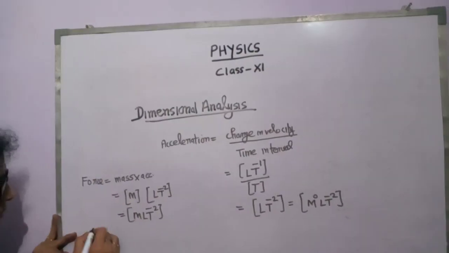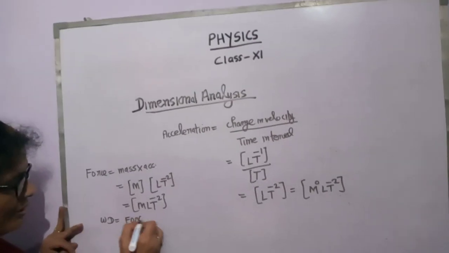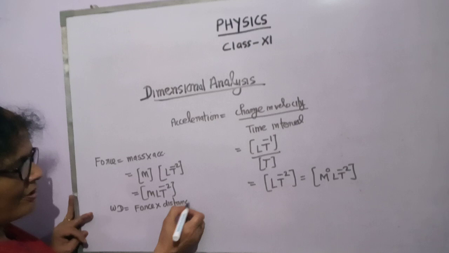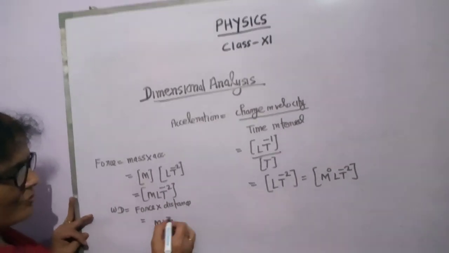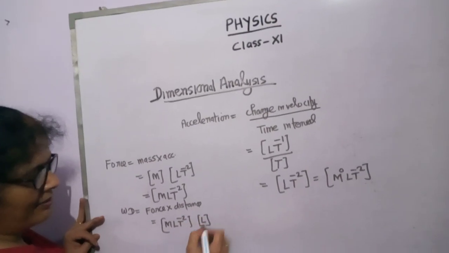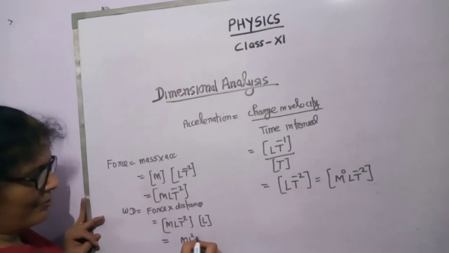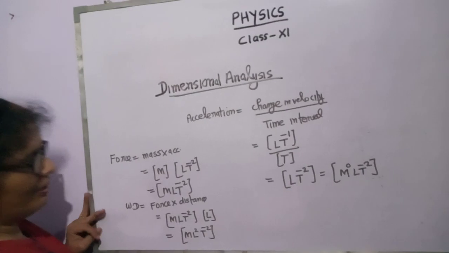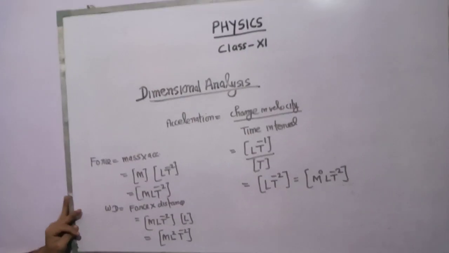Now you can determine the work done. Work done is equal to force into distance, or displacement you can say. What is the dimensional formula of force? That is equal to M L T raised to the power minus 2. What is the distance? It is expressed in length L. Now by simplifying this, we get M L raised to the power 2, T to the power minus 2. Similarly, you can determine the dimensional formula of other physical quantities also.